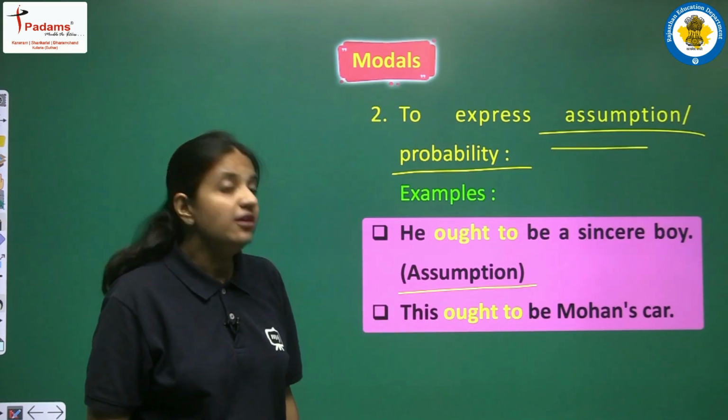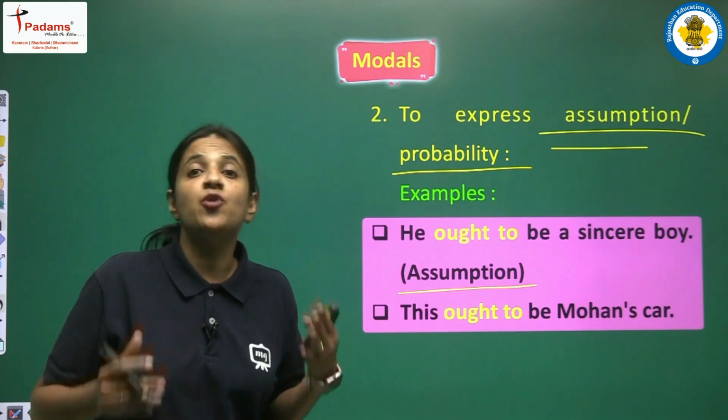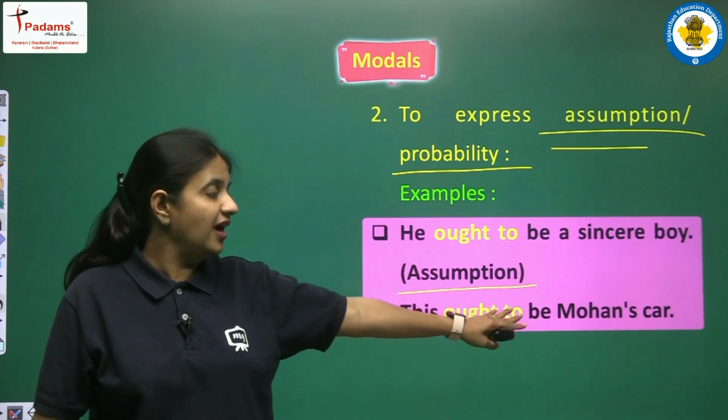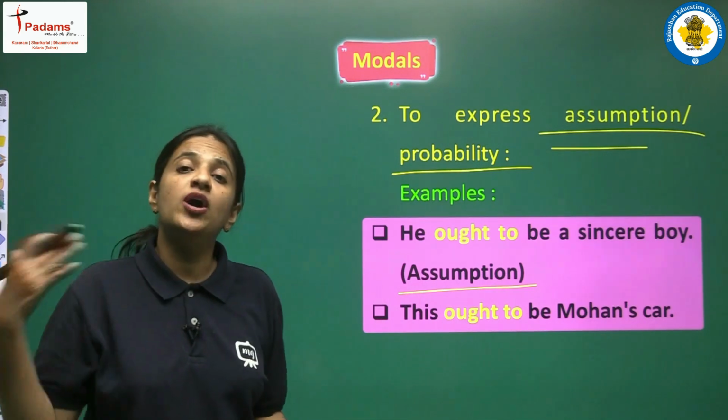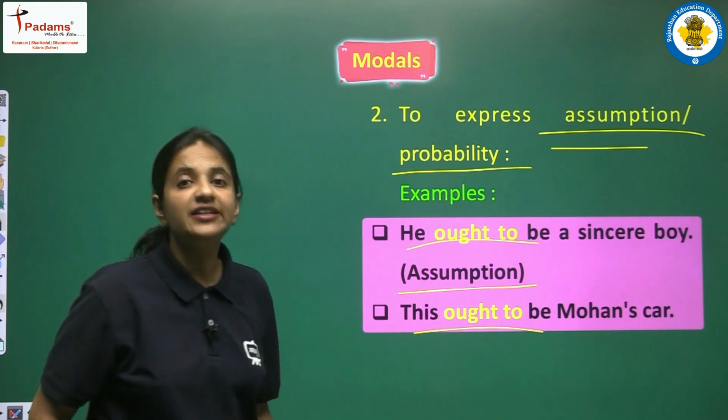Okay, one more example. This ought to be Mohan's car. Again, we are assuming this thing. We are showing the probability of this thing, that this car ought to be Mohan's car. So in this manner, we can use this modal, that is ought to.